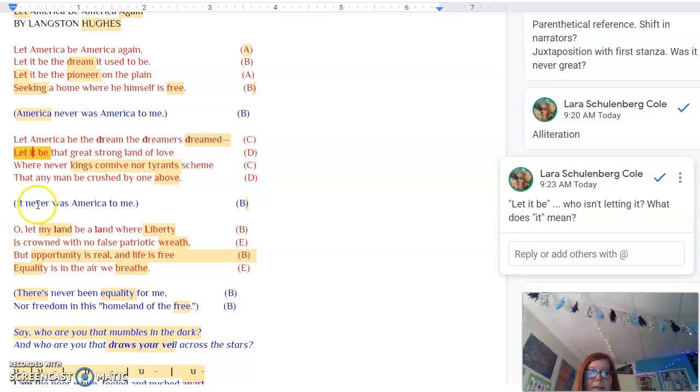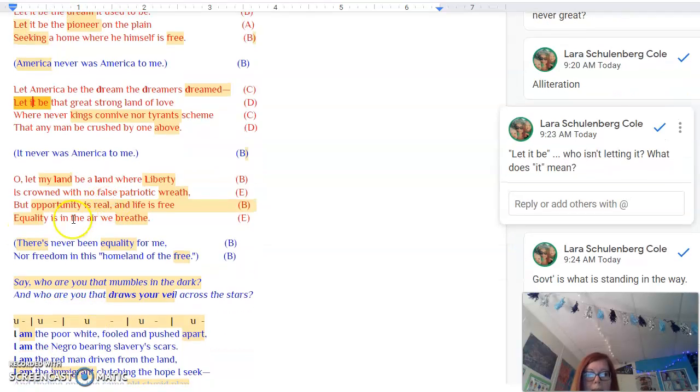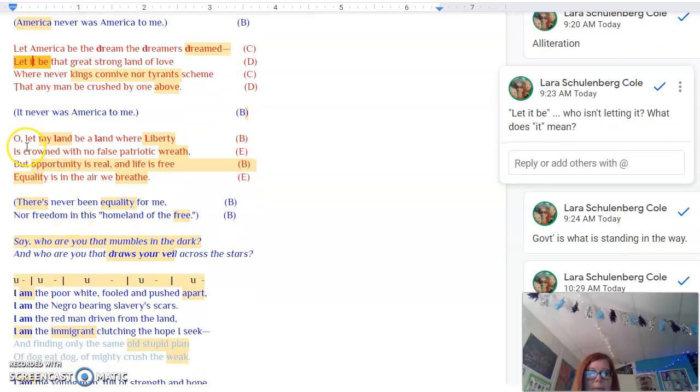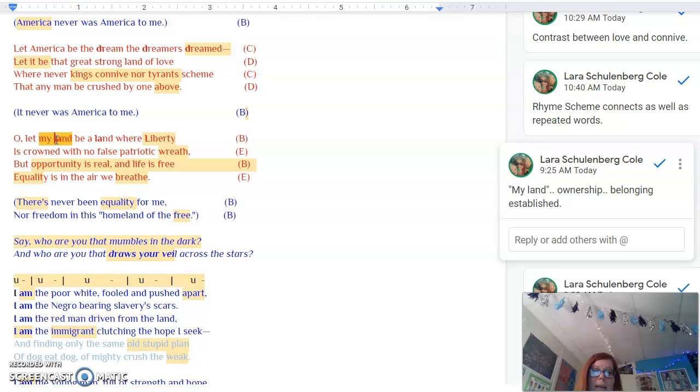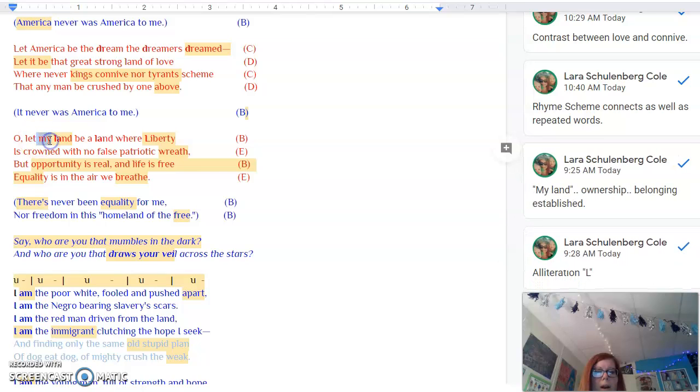Again, we see it was never America to me. Again, parenthetical at that point. So we get into the third stanza. Oh, let my land be a land where liberty is crowned with no false patriotic wreath. Alliteration again, land, liberty.